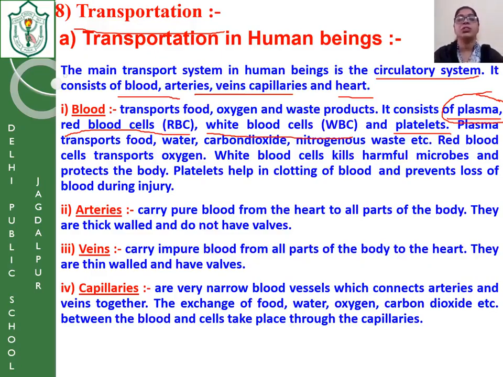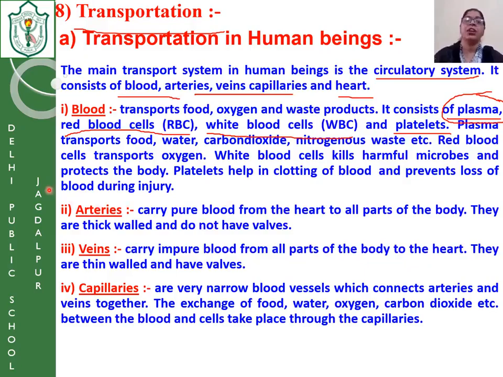Okay. Now what is the function of plasma? It transports oxygen and other important components. White blood cells kill the harmful microbes and protect our body. Platelets help in the clotting of blood and prevent the loss of blood during any kind of injury.